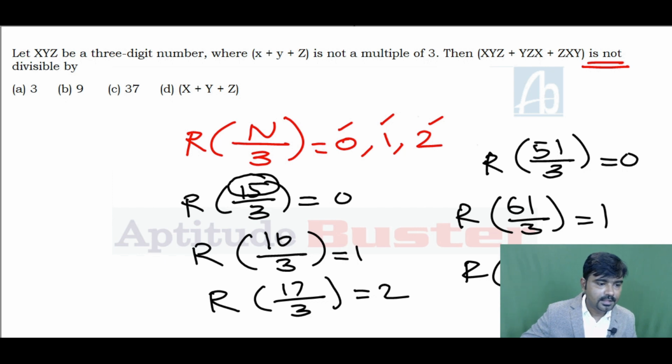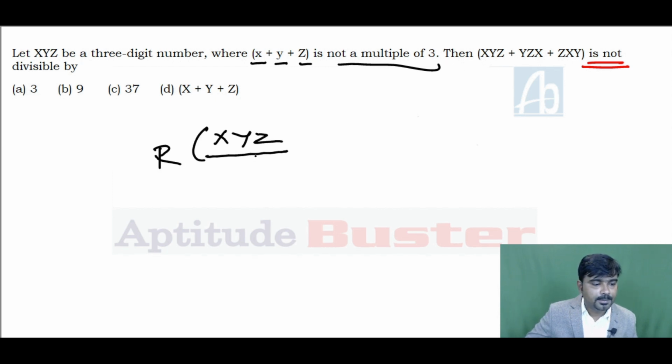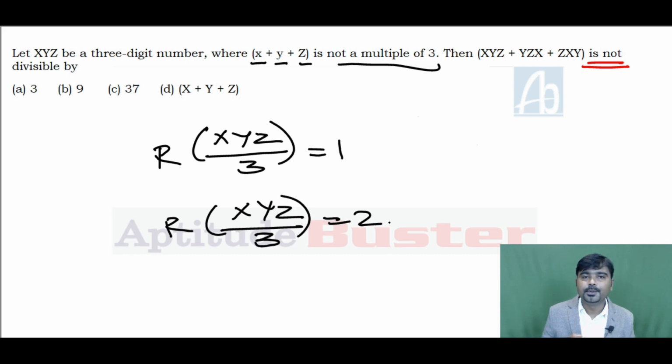Okay, now we'll discuss this question. In this case, x plus y plus z is not a multiple of 3. That means xyz is not divisible by 3. That means when xyz is divided by 3, the remainder is 1, or when xyz is divided by 3, the remainder is 2. Only two possibilities.